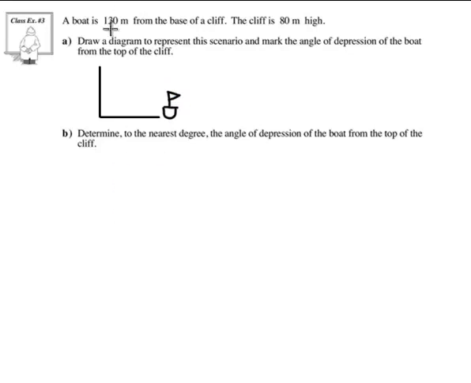And I'm just going to connect the top of that cliff to the boat. So I see my triangle there. As with all these questions, we have to have a 90-degree angle. So I'm going to assume that happens between the water and my cliff.